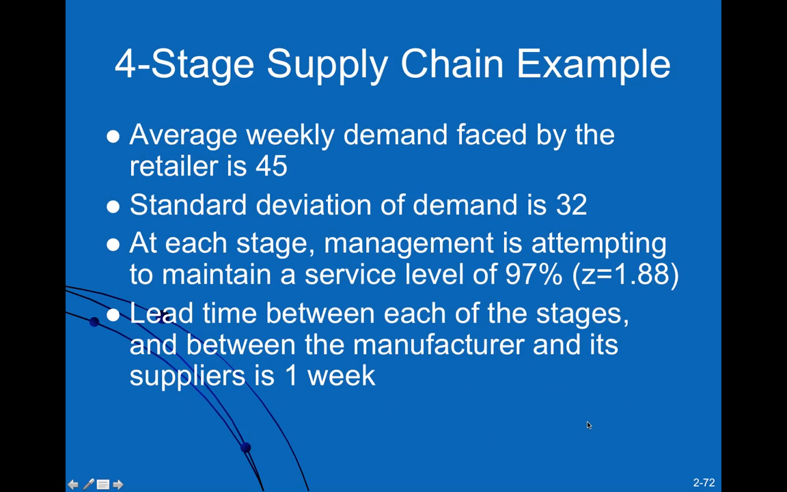And so here's a simple example. If we consider average weekly demand to be 45, standard deviation of the demand is 32, and at each stage management is attempting to maintain a 97% service level, which gives us a Z of 1.88. I know you're thinking confidence intervals, but this is not confidence intervals. This is a little different. You have to look at 97% as a cumulative value. So in the tail there's really 3%, so that would be the Z.